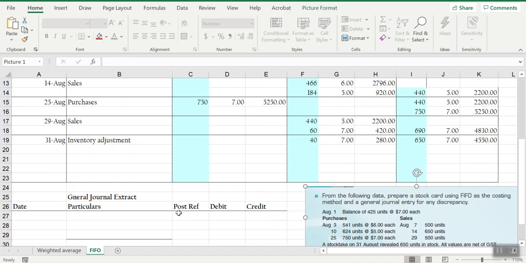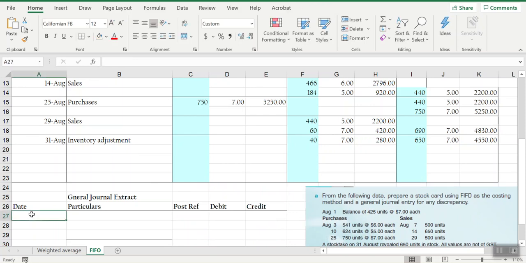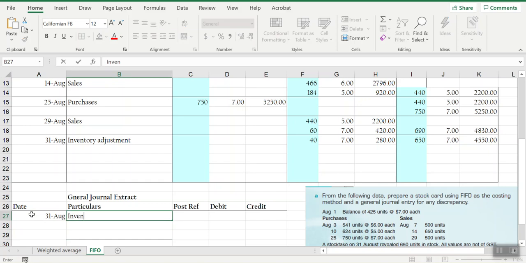Now we need to put this into the records, the general journal of the business. So 31st of August. All right, so there's going to be 2 accounts involved. First account's going to be a new one. We introduce you to inventory adjustment.